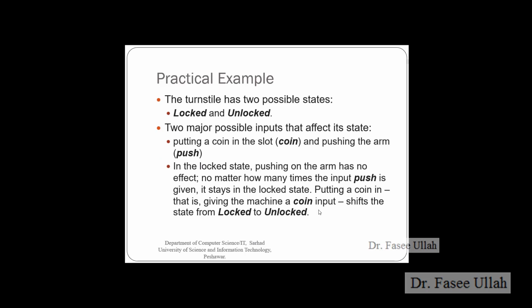We have a very practical example for finite automata: the turnstile, which has two possible states, locked and unlocked. What is the turnstile? For example, you are using the BRT bus services. To access the bus services, you have to enter through a gate, not a security gate but a payment gate. That payment gate is locked by default.